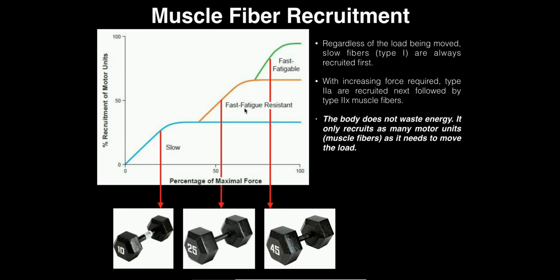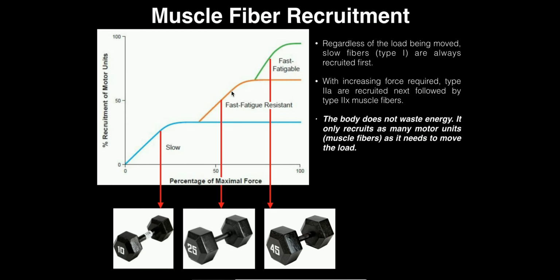And the next link in the chain, or the next step in the process, is to activate the fast fatigue resistant muscle fibers, or the type 2A muscle fibers. So if I need to lift 25 pounds, the added force beyond what the slow fibers can produce is going to be given by the fast fatigue resistant, or 2A muscle fibers. And if I needed to lift 30 pounds, again, I'm going to have to use some fast fatigue resistant, and I'm going to have to use more of those than I would for 25. But for 30 pounds, most likely in this example, the fast fatigue resistant 2A is going to be sufficient.